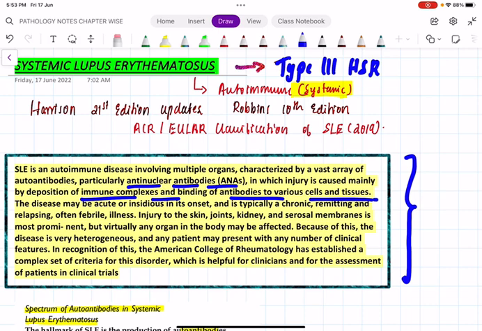Remember, for easiness of diagnosis, the American College of Rheumatology has established a complex set of criteria. Even that criteria is a bit complex, because it takes into account almost all the features, and they have given some specific score. If we put a score for each of the features, and finally if the score is more than a particular number, we say that yes, this patient is having SLE.